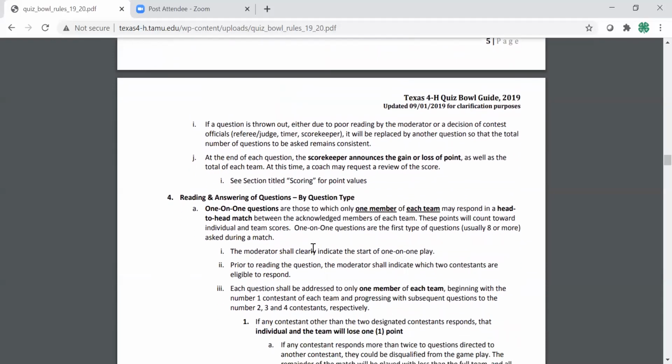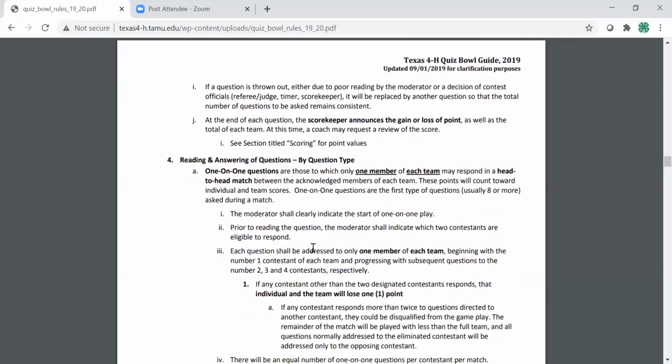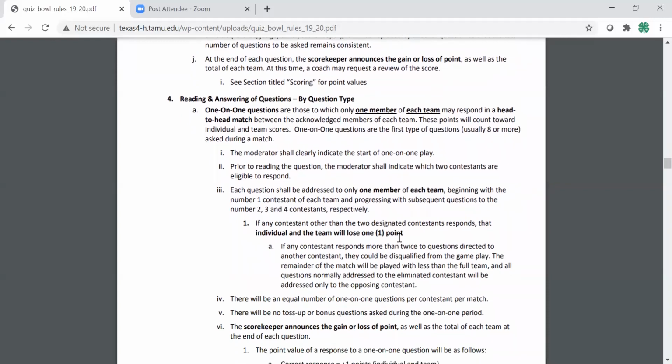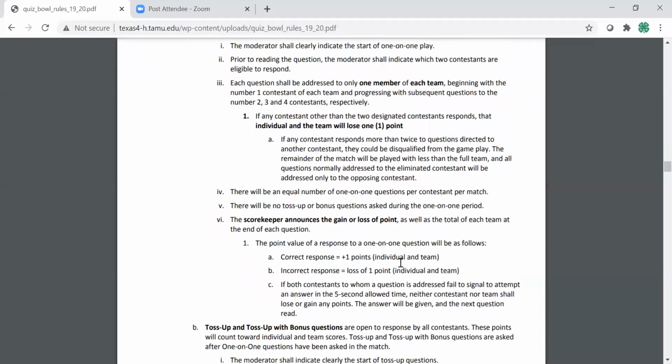Reading and answering of questions. We talked about one-on-one. Only one member of each team may respond in those. The moderator will clearly state who the question is directed to. If another contestant buzzes in, so if it's between A2 and B2 and B3 buzzes in, that team will lose a point. So make sure your kids are clear on what one-on-one questions mean.